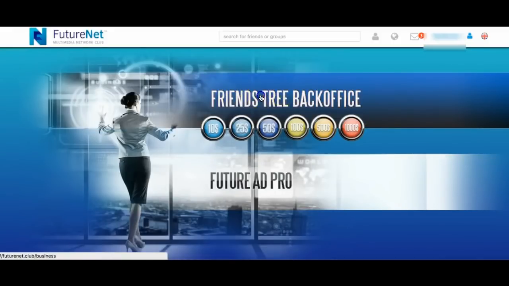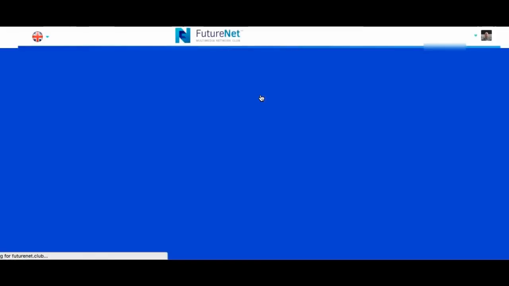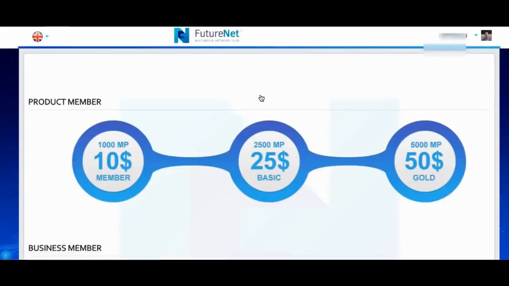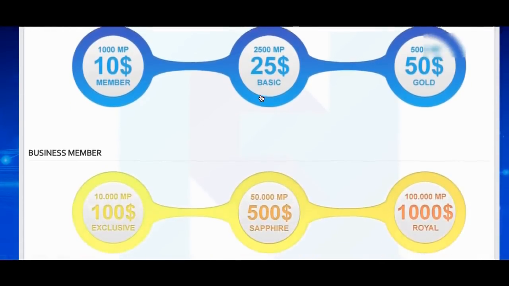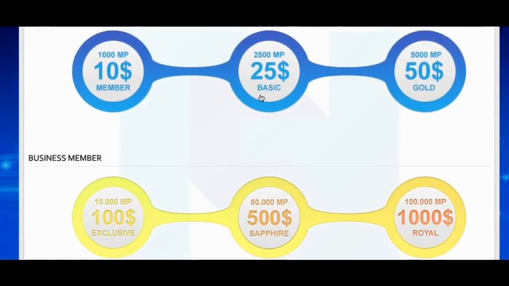So I'm going to go ahead and click on that. Normally, if you do not have this registered yet, all these icons will be gray instead of blue or yellow, because the business member icons are yellow, as you can see. So in this example on my personal account, I have taken all 6 levels of the matrix, and I'm going to explain briefly why that is.